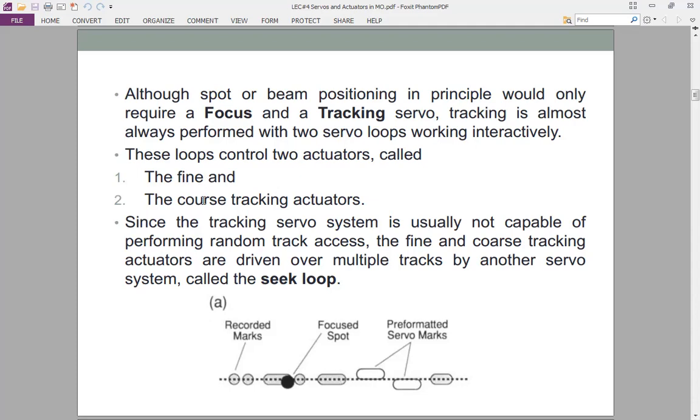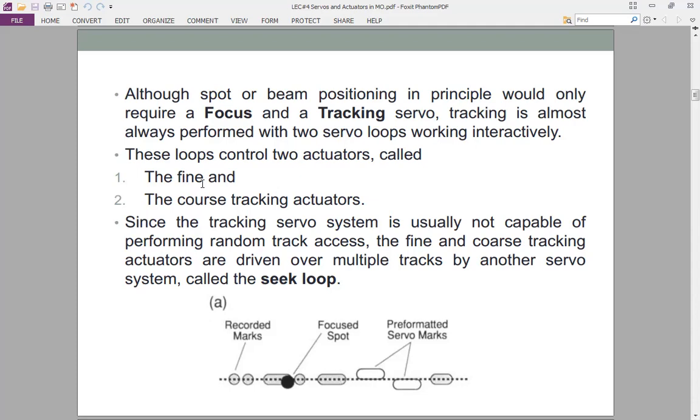It starts with the coarse one, and then the fine one that will now position the laser spot directly at the center of the track. So first of all, it is to identify the track. That is the coarse tracking actuator. Once the track has been identified, then we have the fine actuator that will position the track directly on the center.